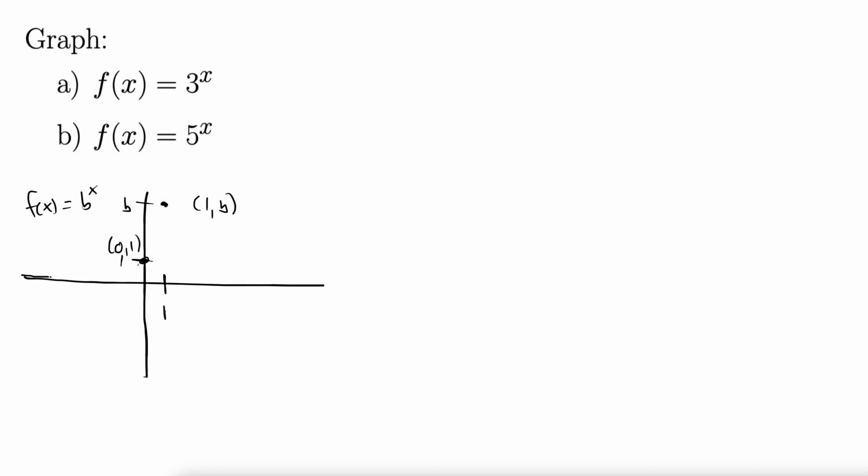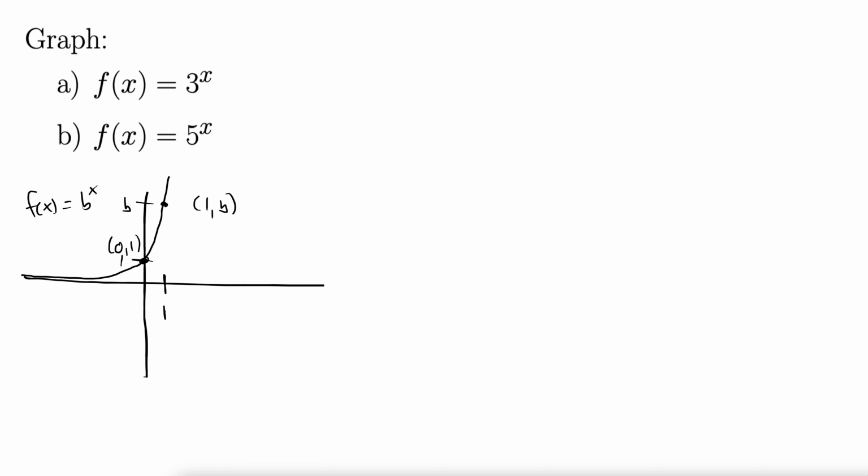And these functions will come along, they're crawling along, and then suddenly they get ready, and then they blow up. Boom. So the bigger b is, the faster they're going to blow up, or the steeper the slope is going to be. Okay, so let's look in particular at 3^x and 5^x.